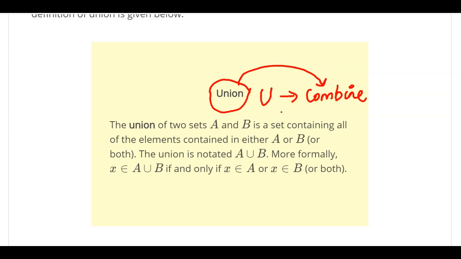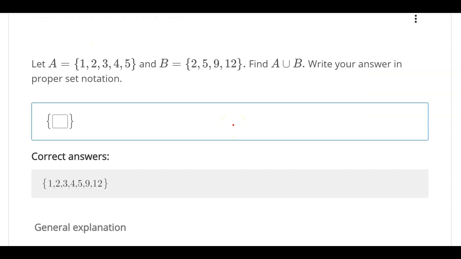All right, let's go ahead and take a look at the example. So here I have the first example. Let A be equal to 1, 2, 3, 4, 5. Let B be equal to 2, 5, 9, and 12. They're asking me to find A union B. Remember what union is? I'm simply combining both the sets A and B. All right, so when I combine them, I have 1, 2, 3, 4, 5. Remember, you're not repeating your elements. That is not how you write a set notation. So now I'm moving on to B. I already wrote down my 2. I already wrote down my 5.